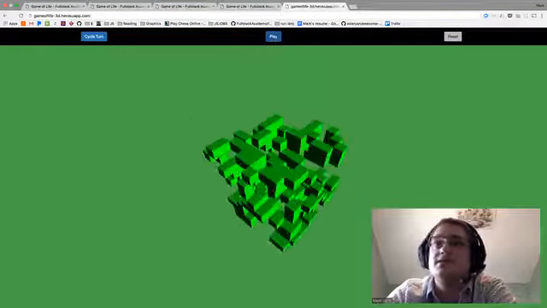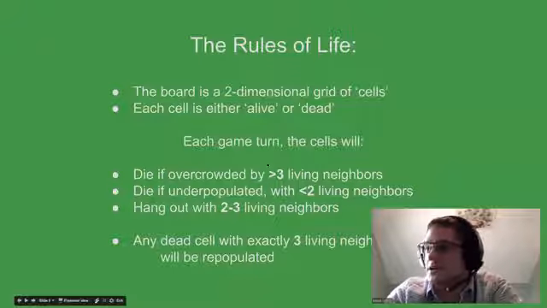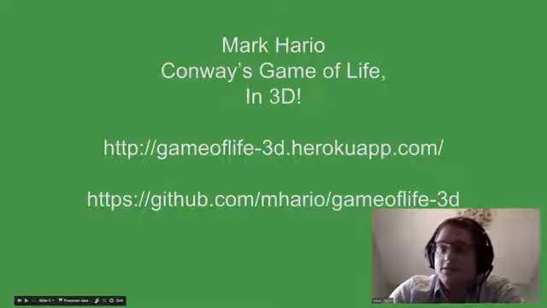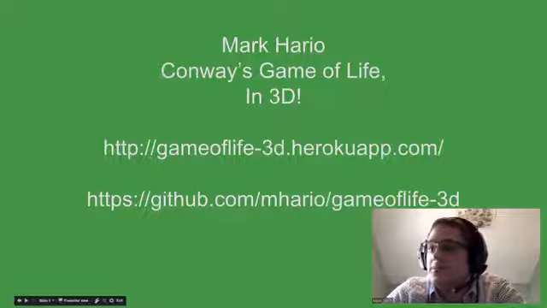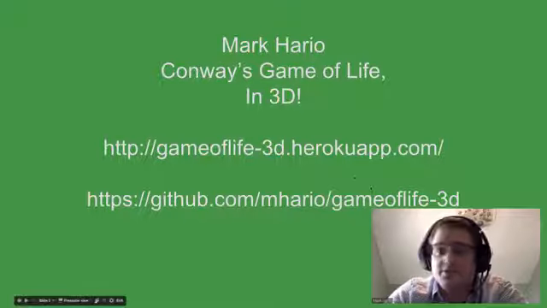So this is hosted on Heroku. Let me switch it back over here for a second. Those actually are the rules, as I said, very simple. This is currently hosted on Heroku. I would encourage you to go give it a try and have some fun with it. It's also up on GitHub, so I'd encourage you to check that out. Thank you for your time. I appreciate you tuning in today.